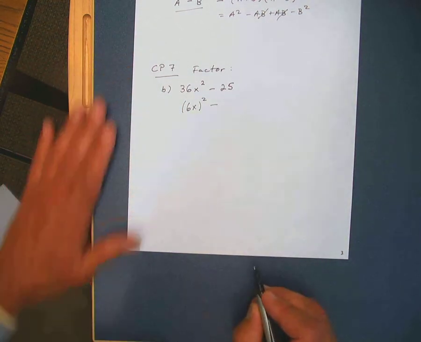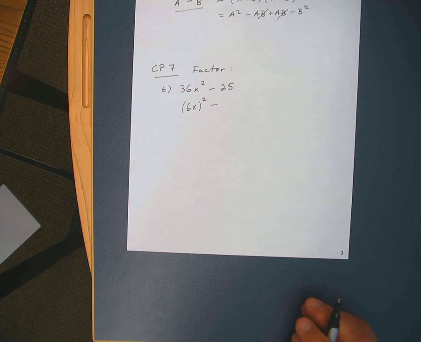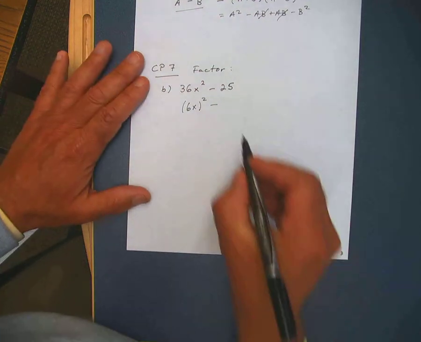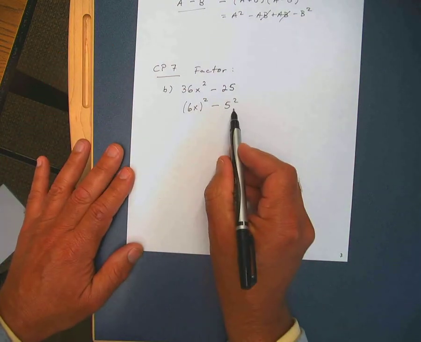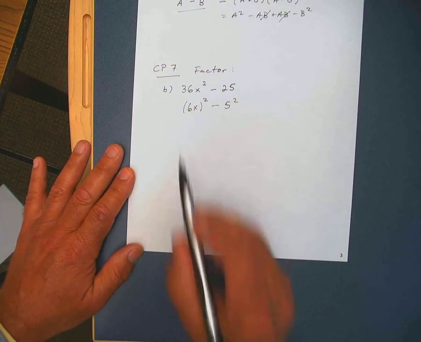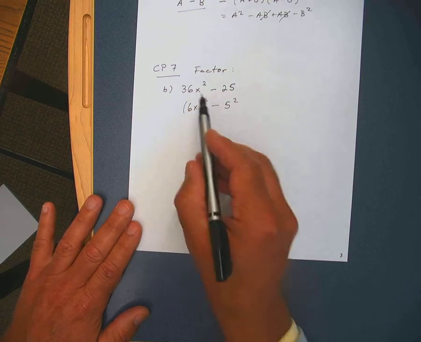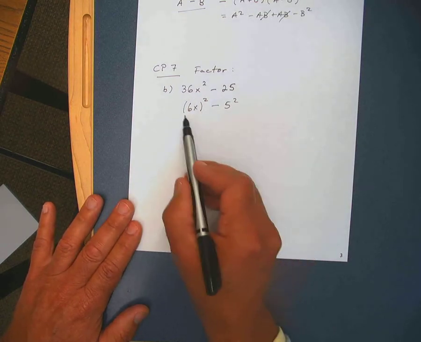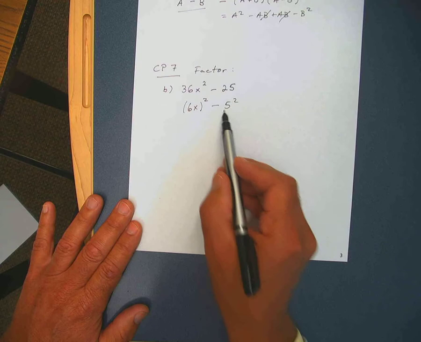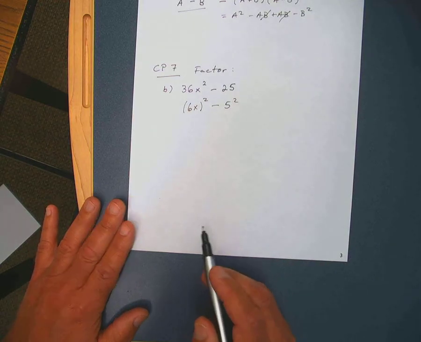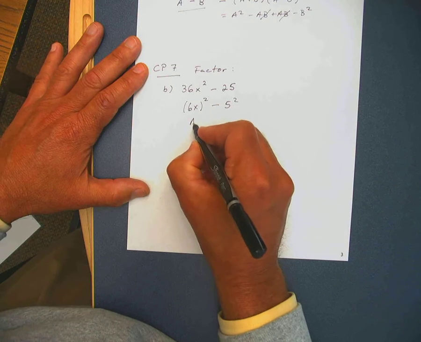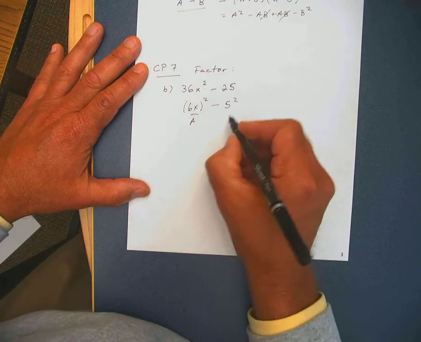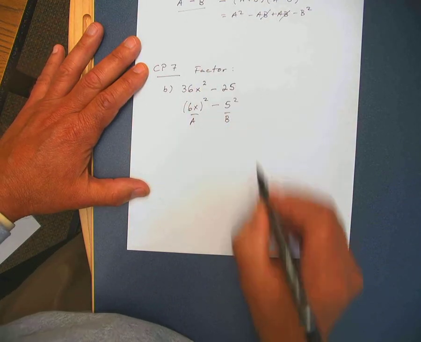25, that's the next question. Is 25 something squared? And you know it is. It's 5 squared. So what I've demonstrated here, and sometimes it's a good idea to go to this step, is that this is the difference of two things squared. It's 6x squared minus 5 squared. So using the pattern, the a part would correspond to 6x, and the b would correspond to 5.